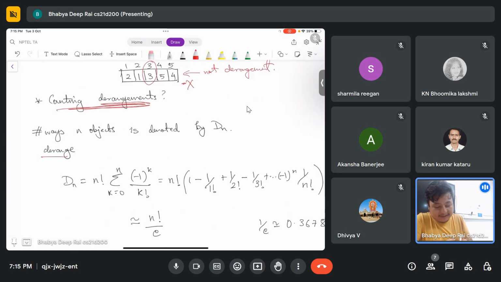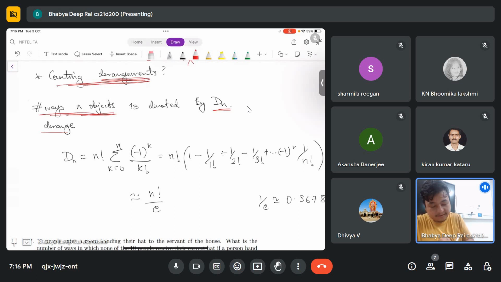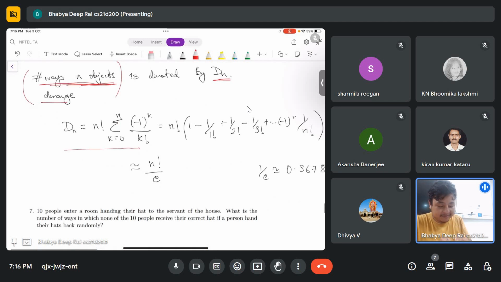First of all, the number of ways in which n objects derange, that is, how many ways they do not fall in their proper place, is denoted by dn. This is the formula for derangement.